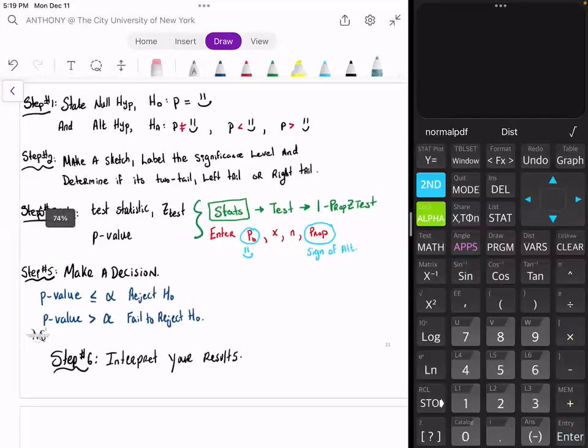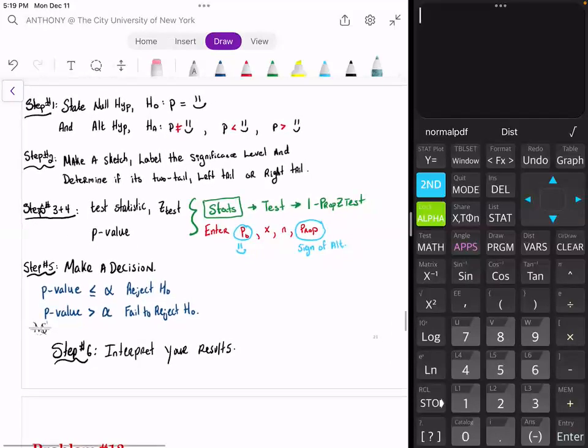Okay, so what I have here are the 6 steps for hypothesis testing for proportions. If you were doing something like hypothesis testing for the mean, the steps can be a little bit different, namely steps 3 and 4. But for now, since we're doing hypothesis testing for proportion, these are our 6 steps.